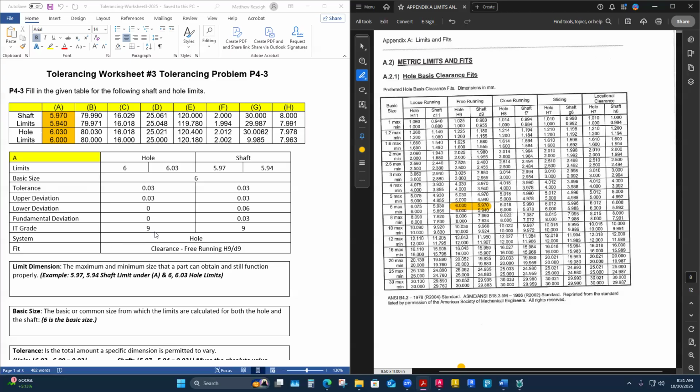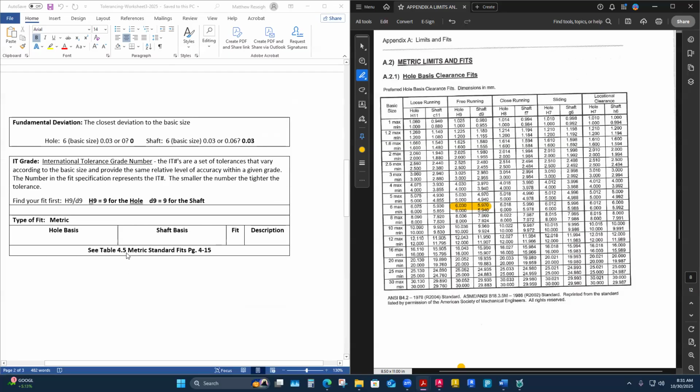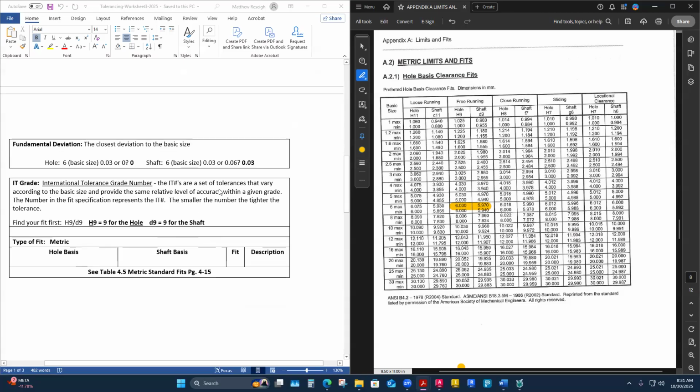And then the last thing you would need to know is the IT grade. The IT grade is the number in the classification here, so it's the nines. H9 and D9, the 9 is the IT grade. The IT numbers are a set of tolerances that vary according to basic size, providing the same relative level of accuracy. The number in the fit specification represents the IT number. So 9 is the IT number that comes out of that H9, D9 classification.